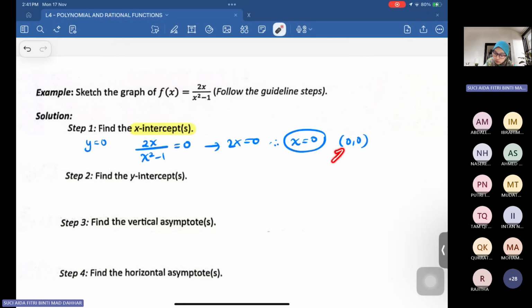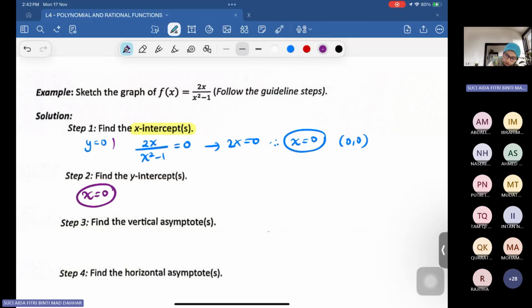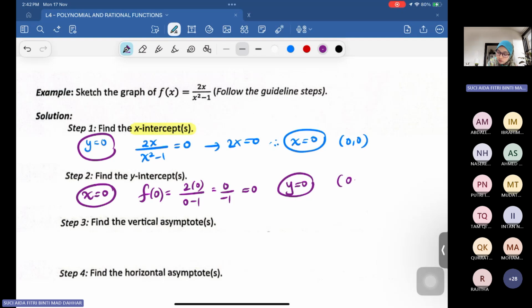Because you got (0, 0) here, then later when you find the y-intercept, it's going to be (0, 0) as well. If you don't believe me, you can substitute x equals to 0 here. Then what will you get? Your f(0) will be 2 times 0 divided by 0 minus 1. So that's 0 over negative 1. 0 divided by anything is still 0. So that's why your y is also 0 here. It's referring to the same point. So your x-intercept and y-intercept are at the same point, which is the origin.